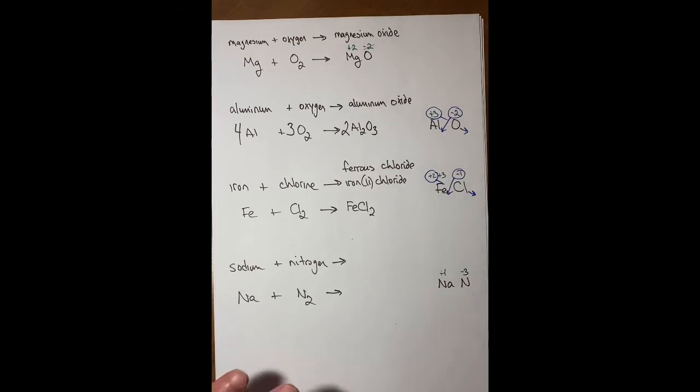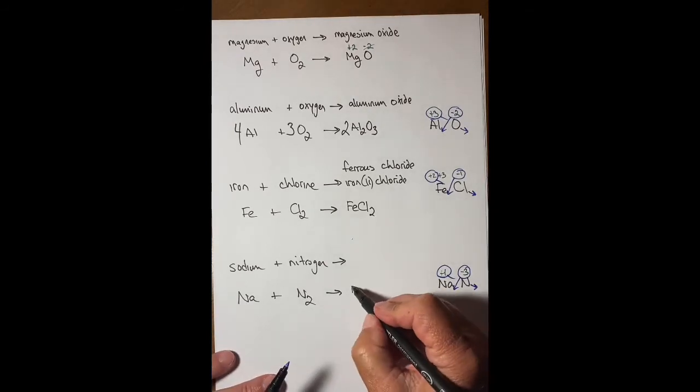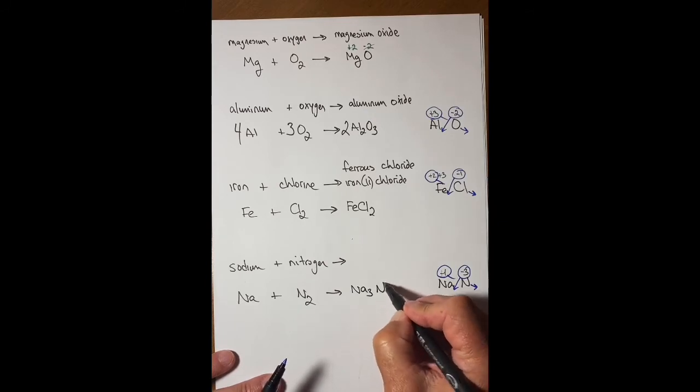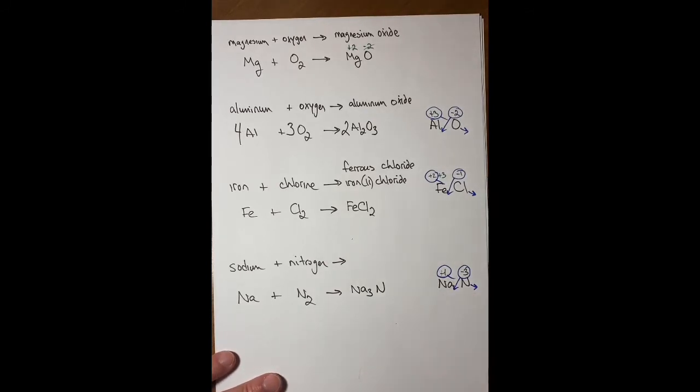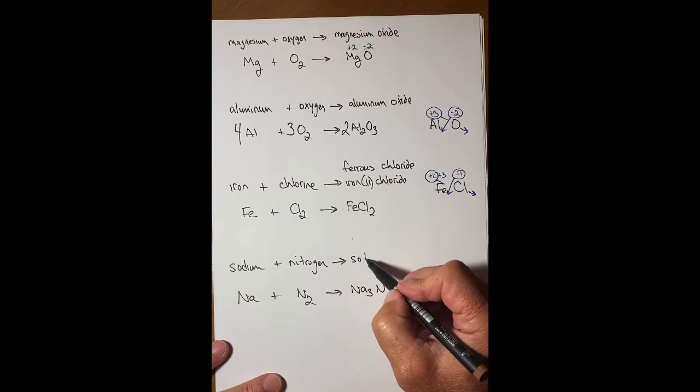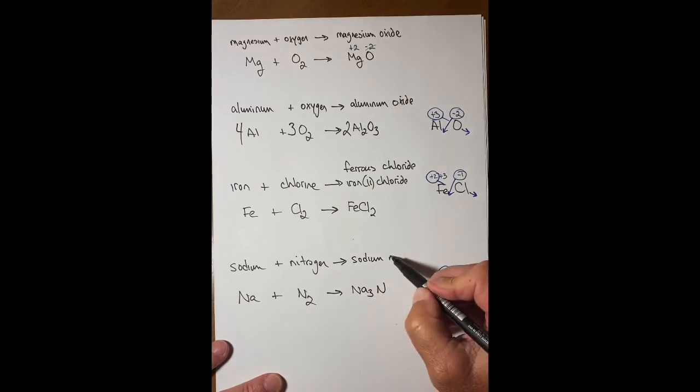So now when I crisscross, this 3 is going to go right there, and the 1 is going to go on the other side of nitrogen. So that is going to give me Na3N. And then now I can write the name of this. This is going to be sodium nitride.